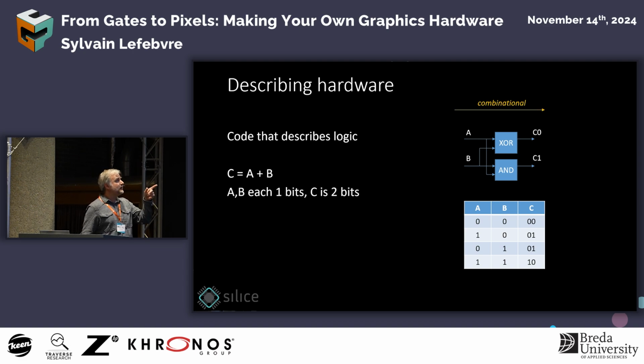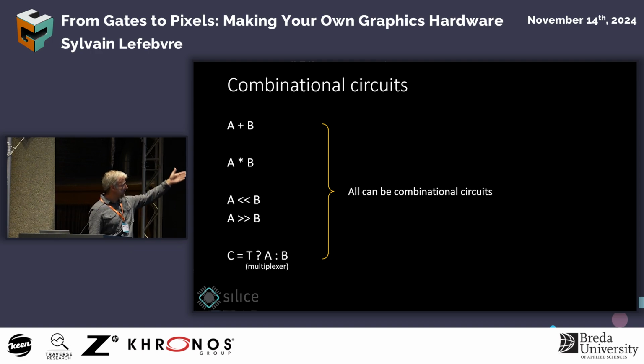All right, so such a circuit is called a combinational circuit because you have created a combination of gates to describe your computation. And of course, there are many other types of operations that you can describe as combinational circuits. So you have the addition, the multiplication, the shifts, and also the multiplexer, which, depending on the value of a condition bit t, you're going to select between A or B.